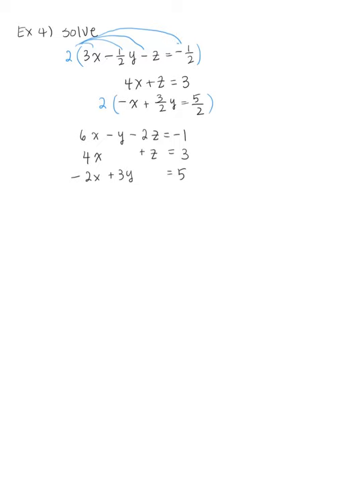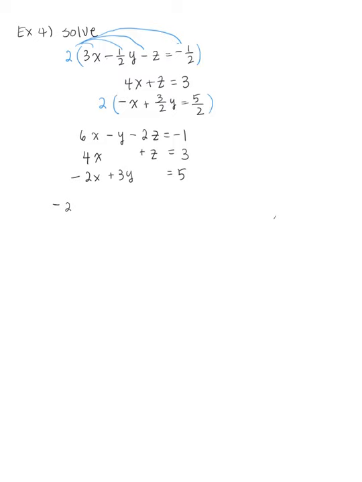But first, let me swap the ordering of these equations. I want this negative 2x plus 3y equals 5 to appear at the very beginning, so that I can keep the first equation. Then if I multiply by 3 to that, I can kill the 6, and multiply by 2 to that, I can kill that 4. So let me rewrite the system like this.